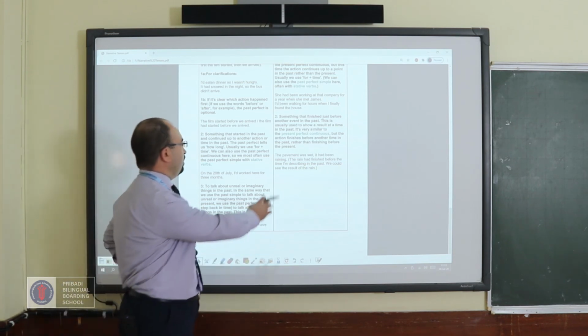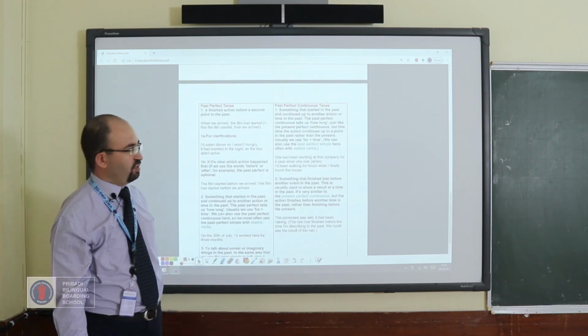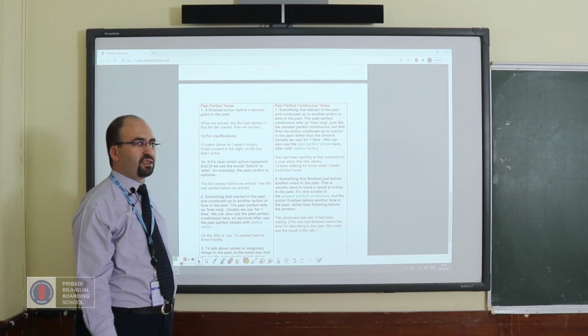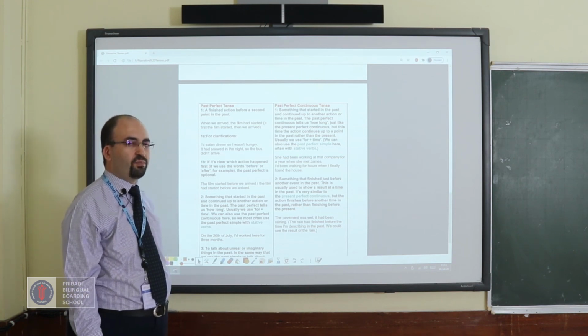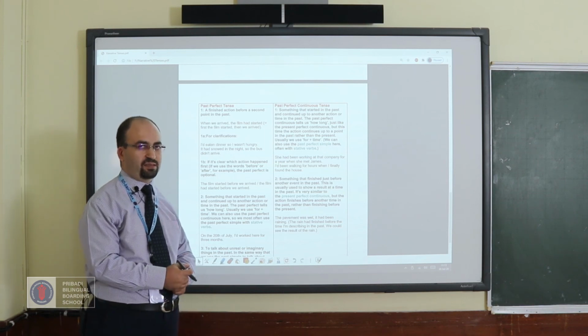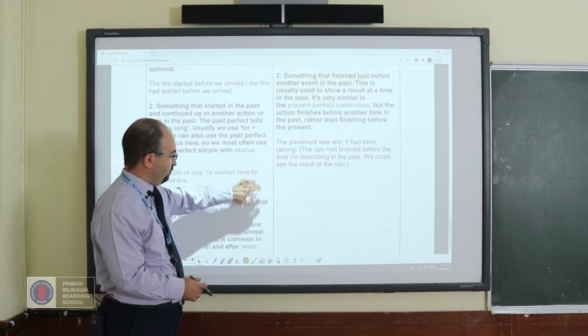And past perfect continuous is also like present perfect continuous, but it focuses more on the duration of the events, but that is in the past. So I think for today that's enough.